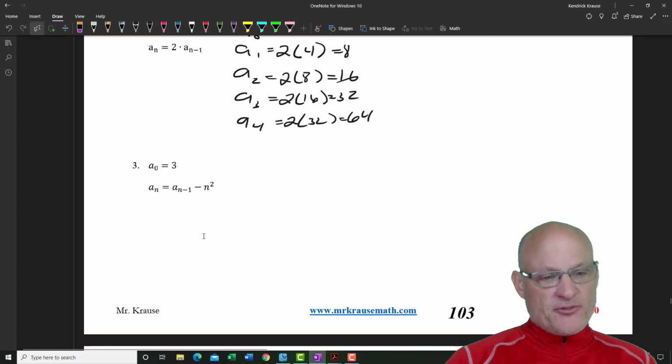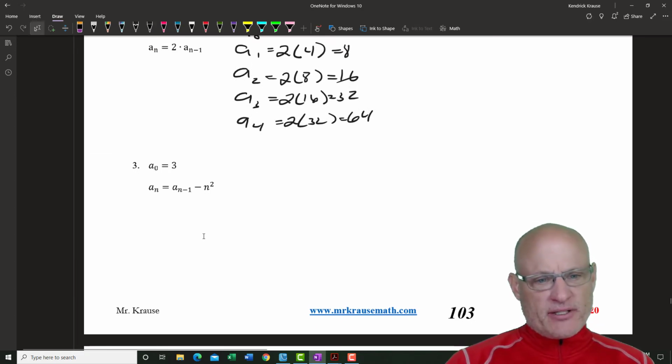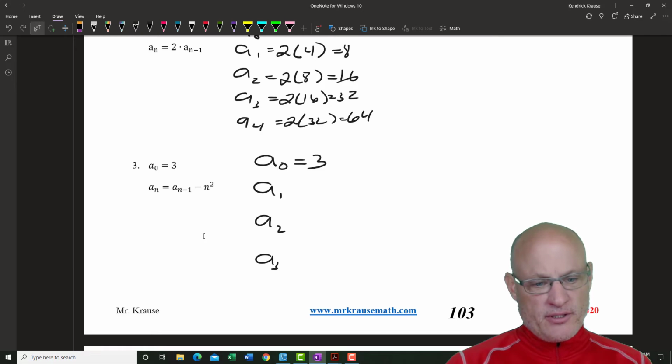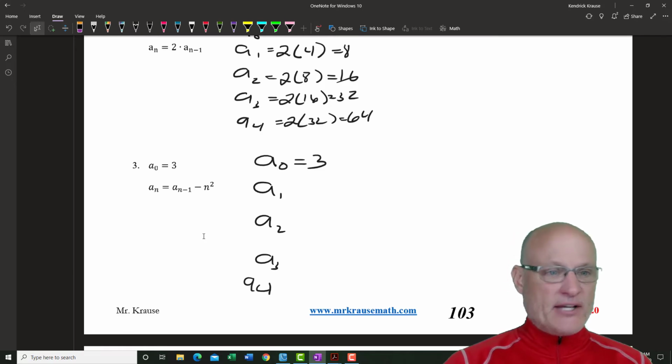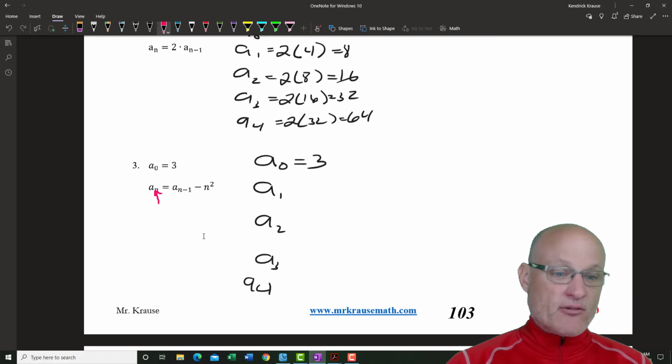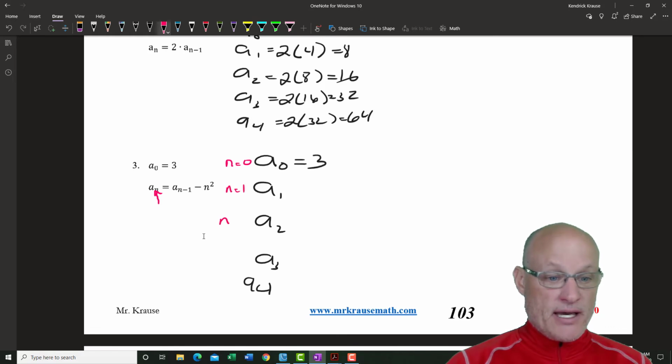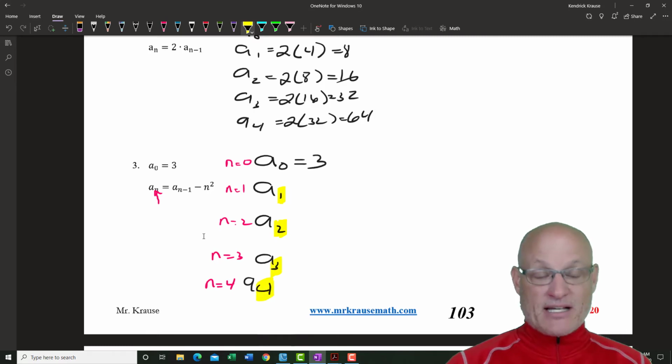All right. This one's a little bit different. A sub 0 equals 3. And we're going to find a sub 1, a sub 2, a sub 3, a sub 4. Now I want to remind you about something you may have forgotten, that this thing right down here is the n value. So in this case, n equals 0, n equals 1, n equals 2, n equals 3, n equals 4. The n value is that subscript that's down here. Now why am I telling you that? I don't know if you've looked at this problem. It's a little bit different.